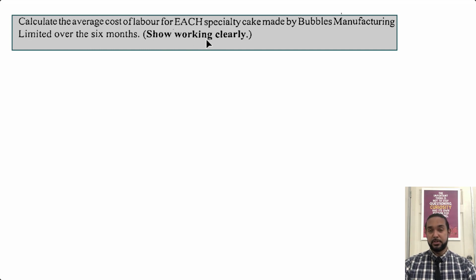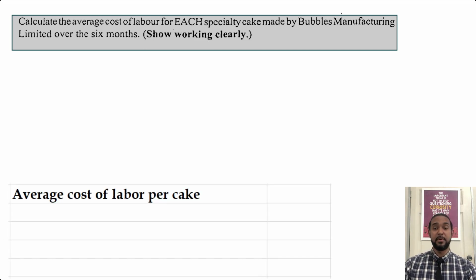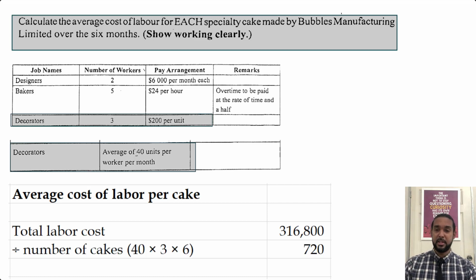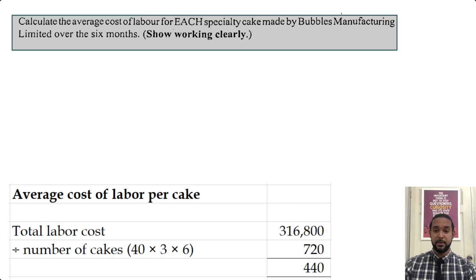So average labor cost, or average cost of labor, would be total cost of labor divided by total number of cakes. We just calculated the total cost of labor as $316,800. The number of cakes, remember from the decorators, was 40 cakes per decorator for each month, by 6 months. So that was 720. And when you divide, you get a cost of $440 per cake.